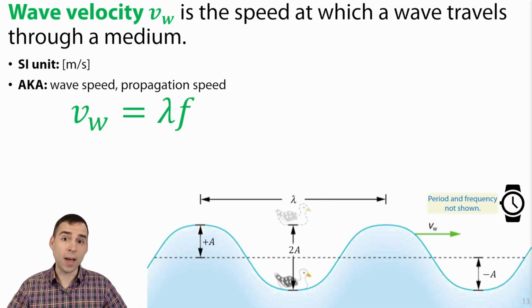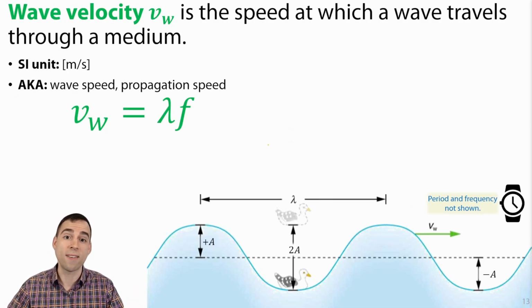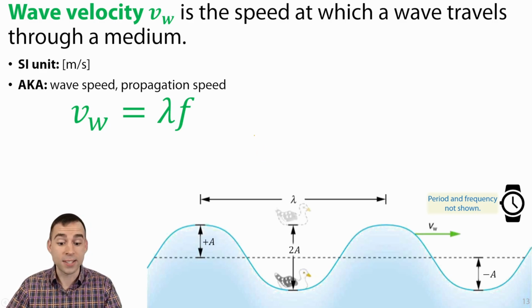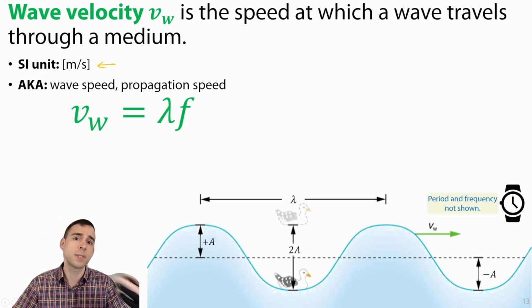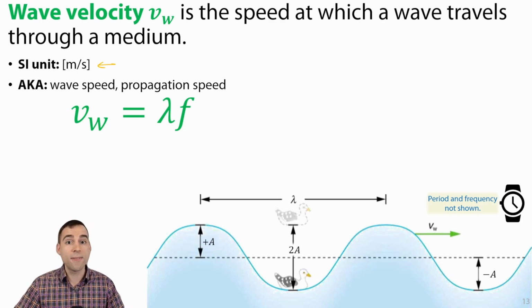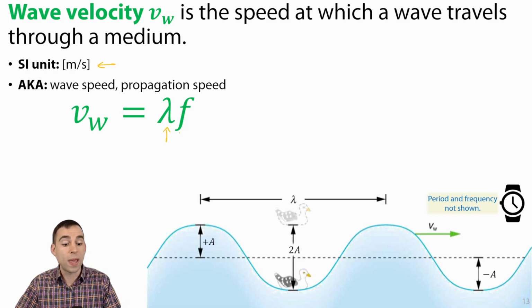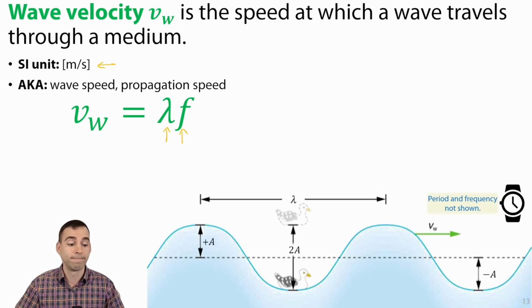We can now define the wave velocity, which describes the speed at which a wave propagates through a medium. The standard unit for wave velocity is meters per second, and sometimes this will be called the wave speed or the propagation speed. The wave speed can be calculated by taking the product between the wavelength and the frequency. Here you can see the wave speed shown as a vector pointing to the right, indicating that this wave in the diagram is moving to the right.